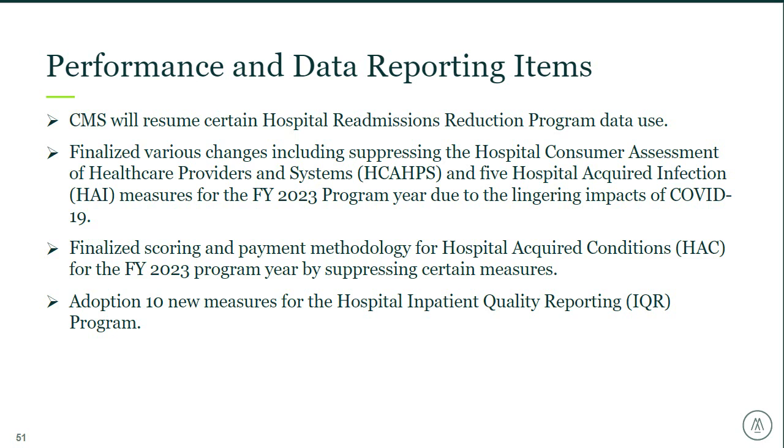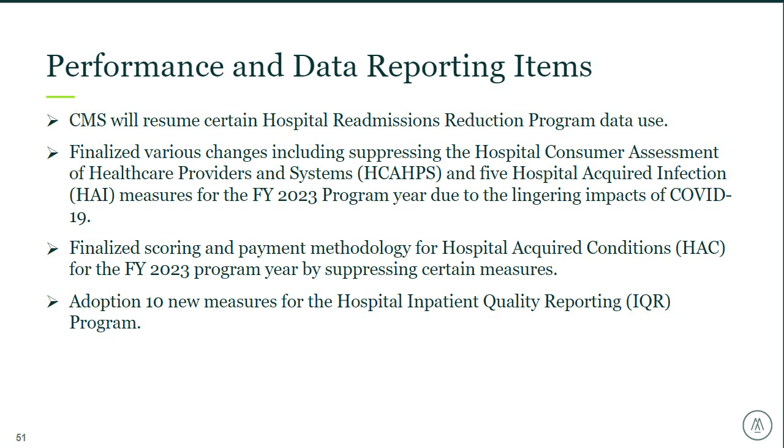So as you all know, for things like the hospital readmission reduction program or the value-based purchasing program or hospital-acquired condition program or the quality program, CMS has made a number of decisions over the last several years regarding what to apply and what not to apply based on data. So in this particular rule, with regard to the hospital readmission program, CMS will resume using data related to certain items, specifically pneumonia that was previously suppressed, and will also continue to look at other items as they do or do not relate to the COVID-19 claims.